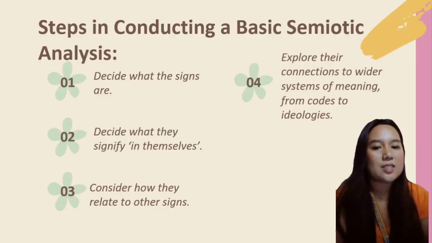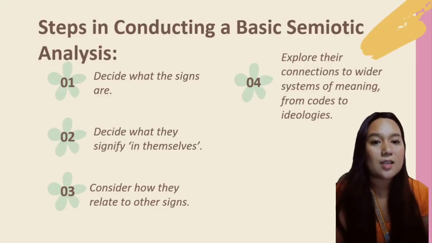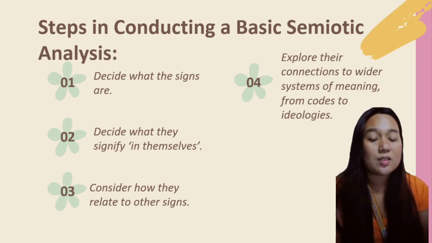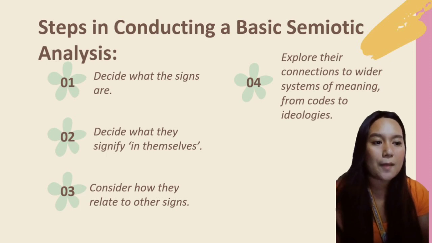The following are the steps in conducting a basic semiotic analysis. The first one is to decide what the signs are. The second one is to decide what they signify in themselves. The third one is to consider how they relate to other signs. And the last one is to explore their connection to wider systems of meaning, from codes to ideologies.